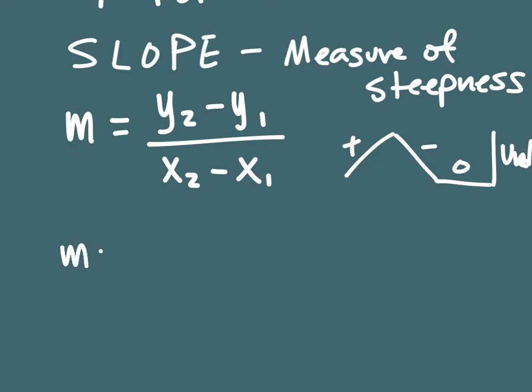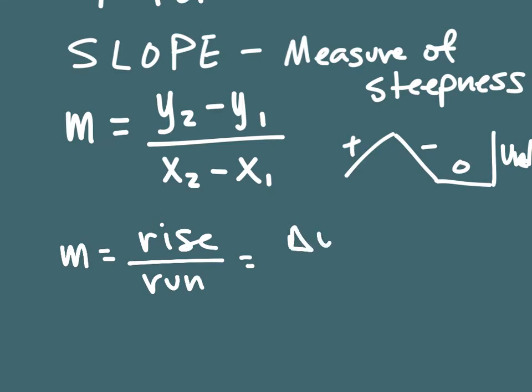Now again, we can also talk about slope as the concept of rise over run, also known as the change in y divided by the change in x. Okay, so let's look at an example.